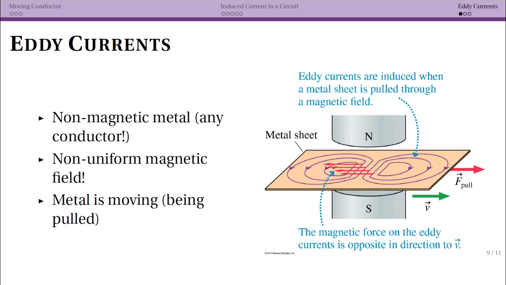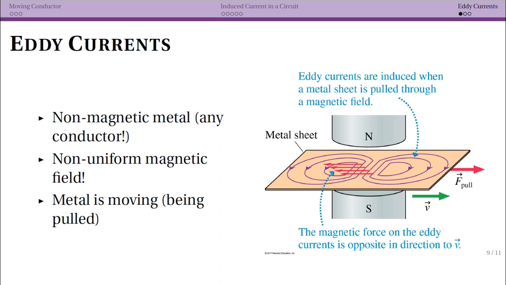The last topic in this section is eddy currents. Now, eddy currents are going to seem a little more complicated, but it's following really the same ideas that we're talking about with everything else. And in this case, we are now pulling a big metal sheet. And now it is going to be in a non-uniform field.